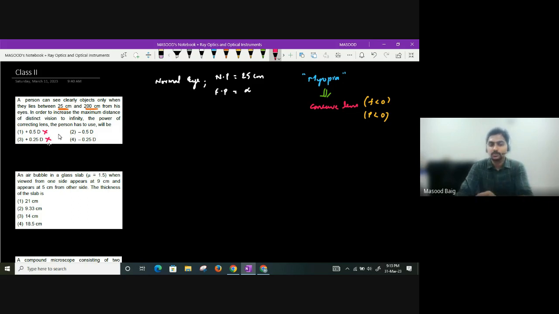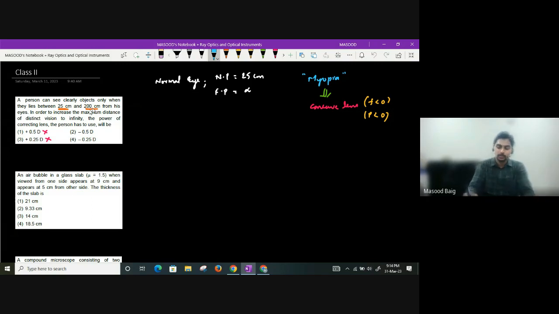But in the question, the person is able to see the objects when they lie between 25 and 200 centimeters. So the near point is not changing. What is happening to the far point? It is less than infinity. So it is a myopic eye, guys. And a myopic eye will be corrected by using a concave lens. A concave lens will have negative power, guys. Yes or no? So what should I do? I should increase this far point to infinity.